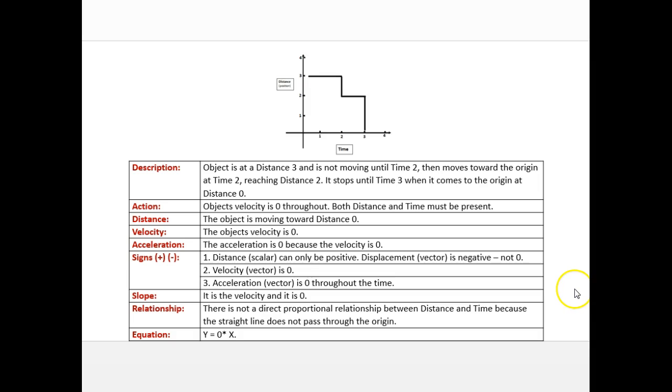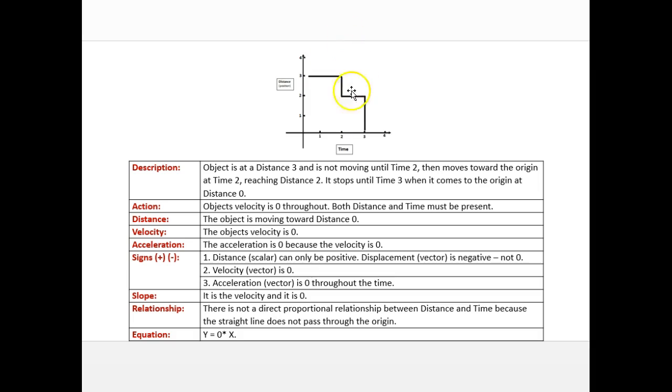All right. Now this one, the first thing I want to mention is that this is supposed to be connected. So the fact that there's a space here is not significant. The object is at a distance of 3 and is not moving until time 2. Then it moves down to reach a distance of 2 at time 2.